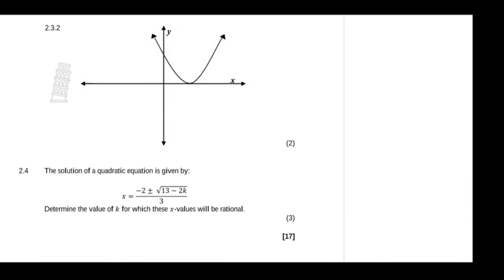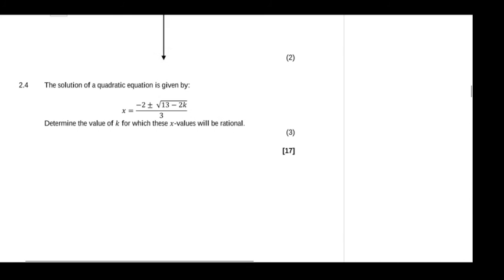2.4, we are having this problem here, which says that we have a quadratic equation, and this is what you're given. We want to identify the value of k for which these x values will be rational. So something that is rational, when you talk of discriminant, it has to be greater than or equal to 0, basically, right? Because when it's greater than 0 and it's a perfect square, then it's rational. And when it's equal to 0, it's definitely rational.